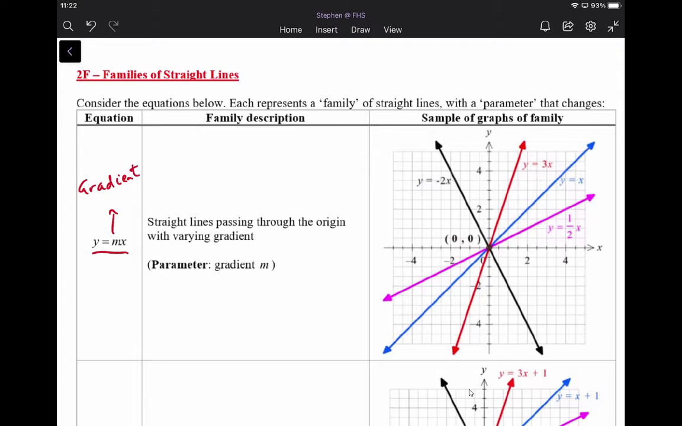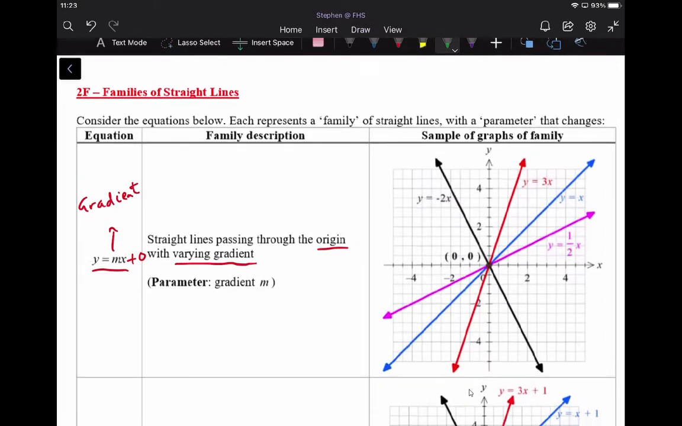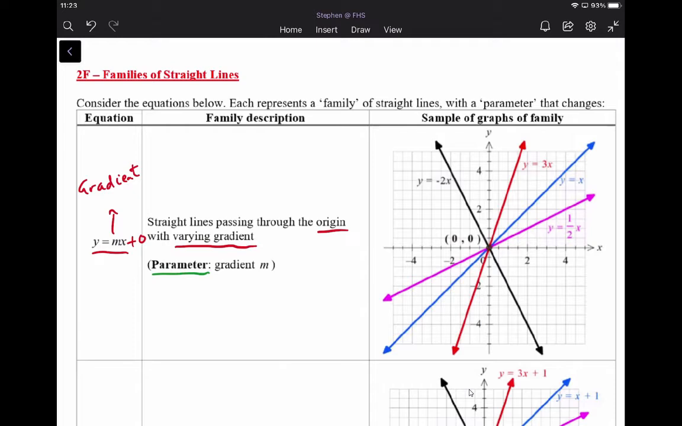And if you think about what the y-intercept is, well, we can't really see it straight away, but if you think of the plus 0 that's kind of invisible at the back over there, that is going to be our y-intercept. That is why the equation y equals mx represents a family of straight lines that pass through the origin, because that is your y-intercept, and they also have what we call varying gradient. That varying gradient is basically shown by something called a parameter.